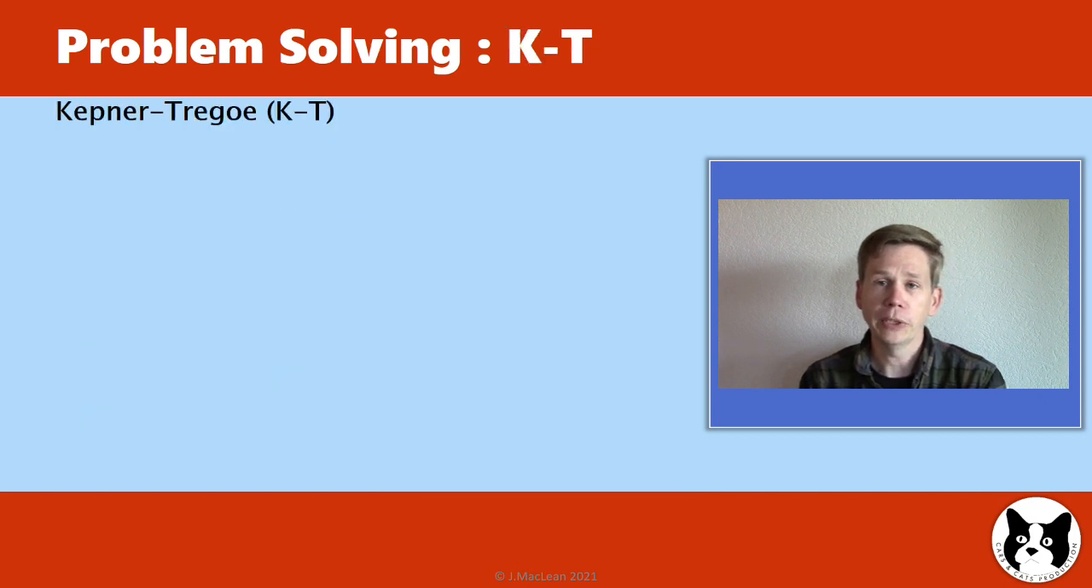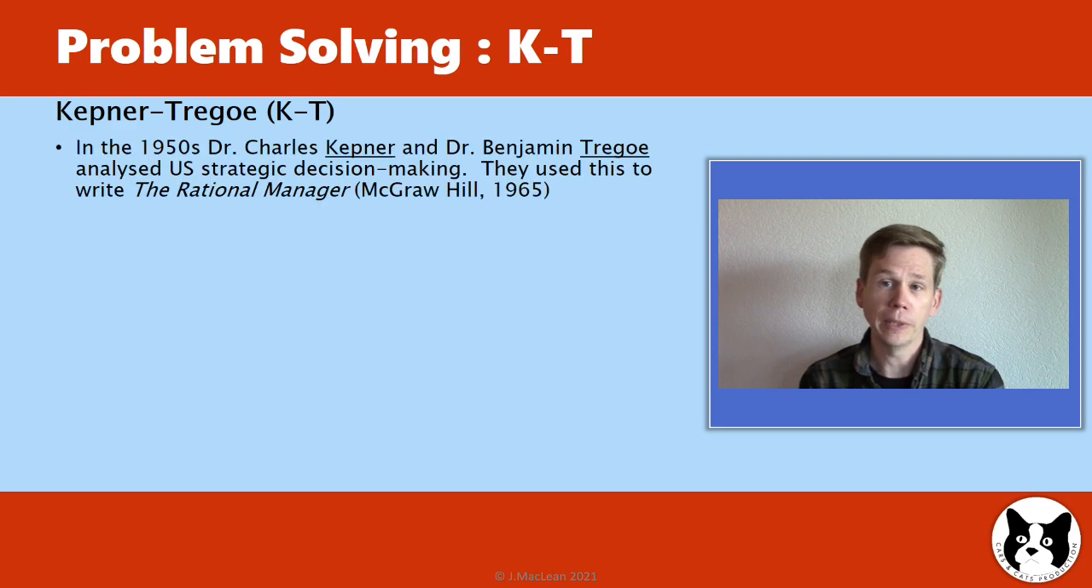There's another solution called Kepner-Tregoe, or KT. It was developed by two gentlemen, Dr. Kepner and Dr. Tregoe, in the 1950s, and they were looking much more at strategic decision making. So they were analyzing US, in particular, strategic decision making. So how people make decisions. They wrote a very famous book on this.